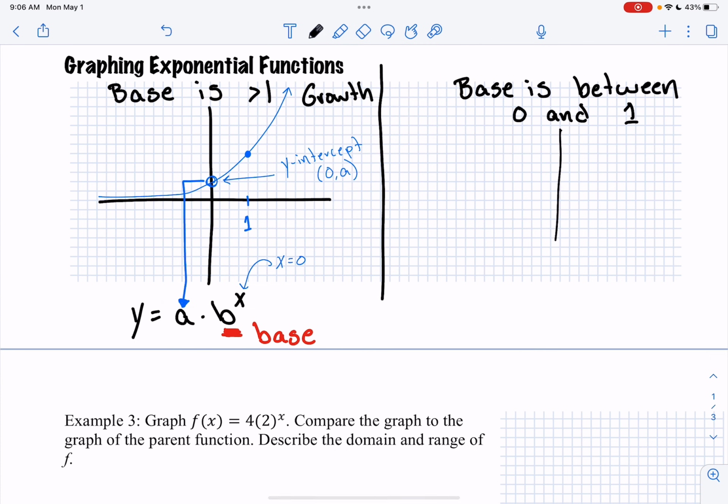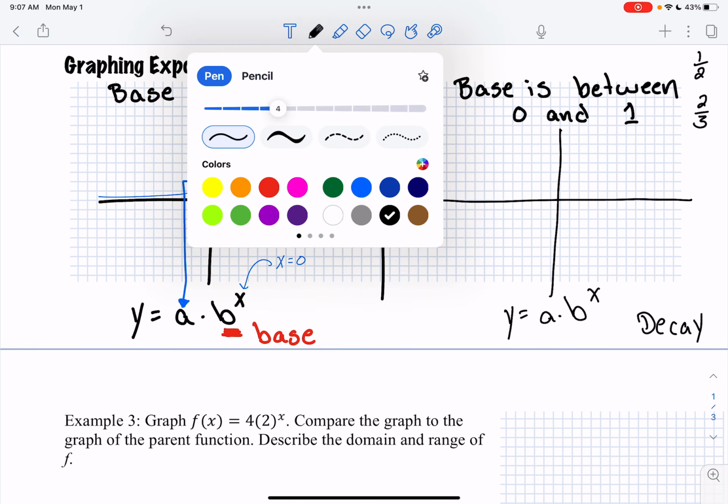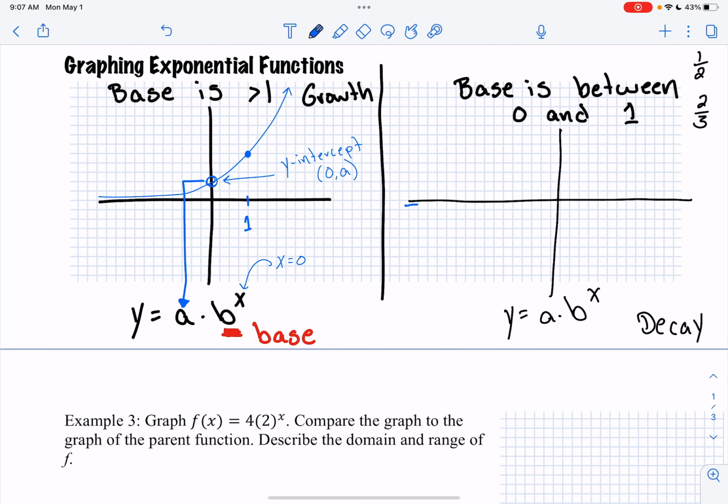If your base is less than 1 but greater than 0, like we're not going to go into negative bases, well, we'll look at some and what they look like. But again, a times b to the x, but now your base, what I mean by between 0 and 1 is like 1/2, 2/3. Numbers in between 0 and 1, that's going to be what we call a decay problem. Decay, and that basic function then is going to go like this. It's going to go down.